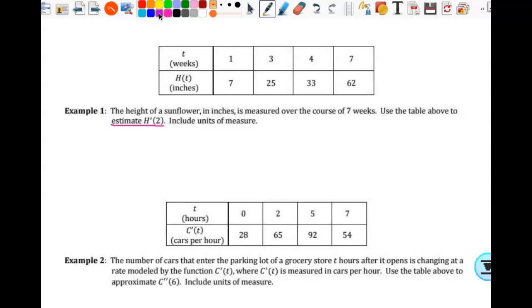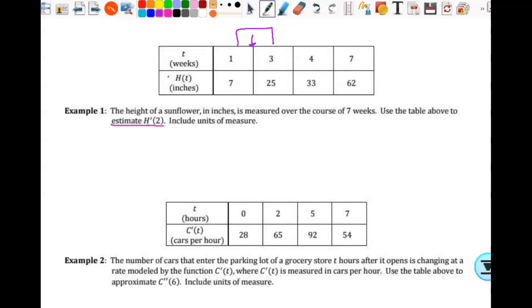You're just being silly. Okay, so if I want to estimate h prime of 2, I have h. I want to estimate h prime. So h prime is going to tell me how h is changing, right? So I can find that. 2 goes right here, right? 2 would be in between 1 and 3. So I can estimate it using that interval, okay?